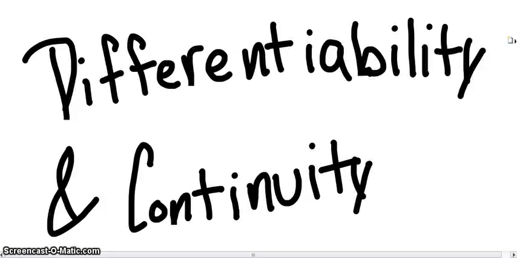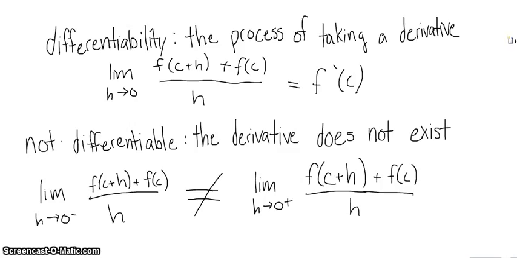So we're talking about differentiability and continuity. Differentiability is the process of taking a derivative. The derivative is the limit of f of c plus h minus f of c over h as h approaches 0. And if this limit exists, we know that the derivative exists and the function is differentiable.